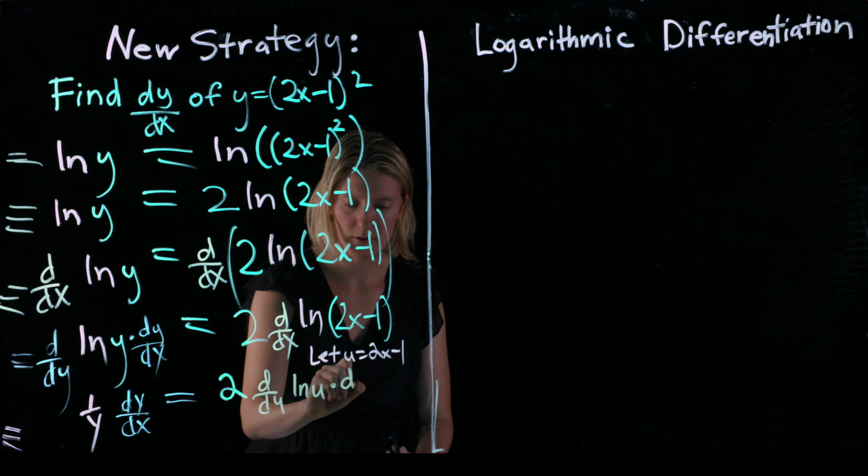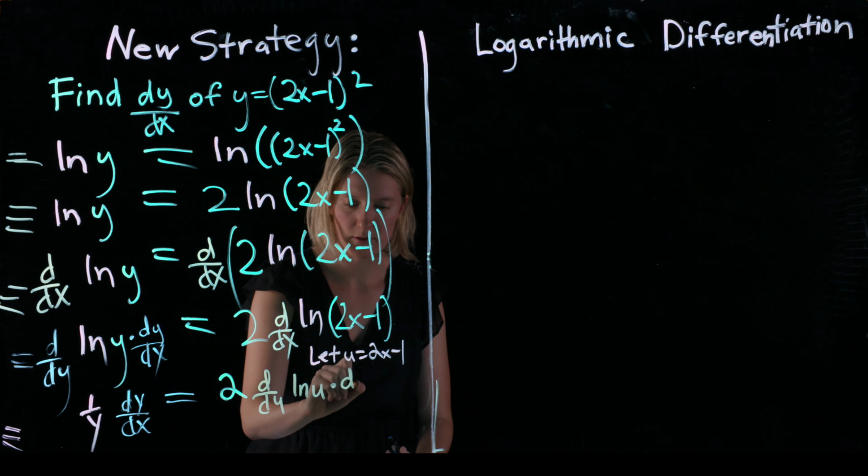And then lastly, y is our function, 2x minus 1 squared, so I can simplify this expression by substituting in 2x minus 1 squared for y. I can see that I can cancel out one of these. This will turn into a 1. And then overall I have the derivative of y with respect to x of 2x minus 1 squared is equal to 4 times 2x minus 1.